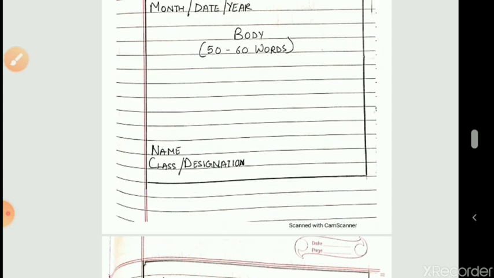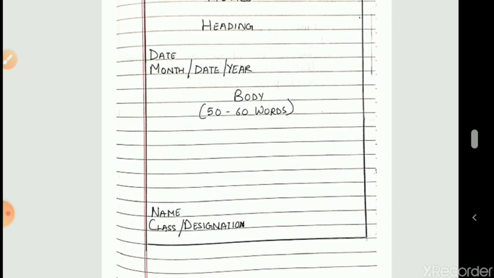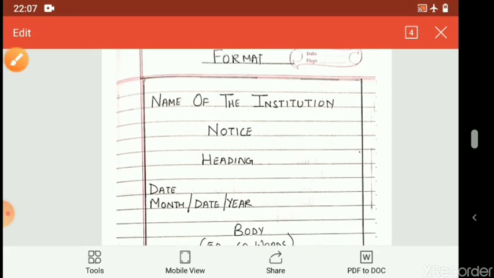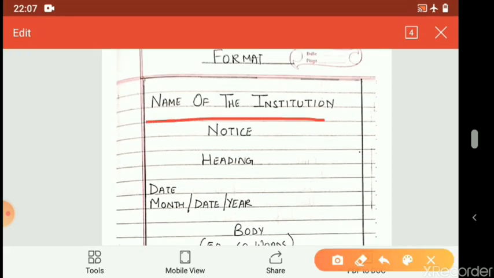Then, after leaving the line, we need to write the name of the institution in capital letters on the first line. You need to leave a line and write the name of the institution, that is the school or college, on the top and in the center. This should come on the topmost line, and it should always be written in capital letters.